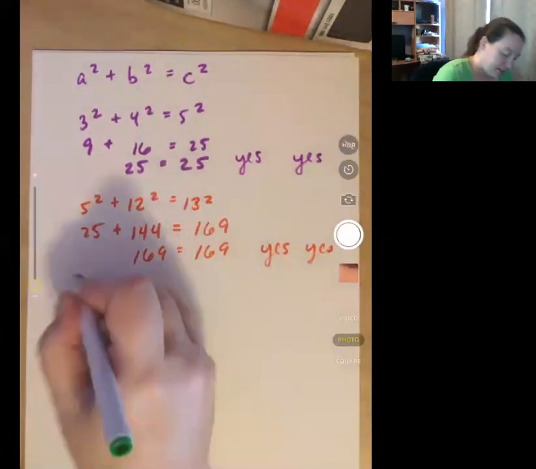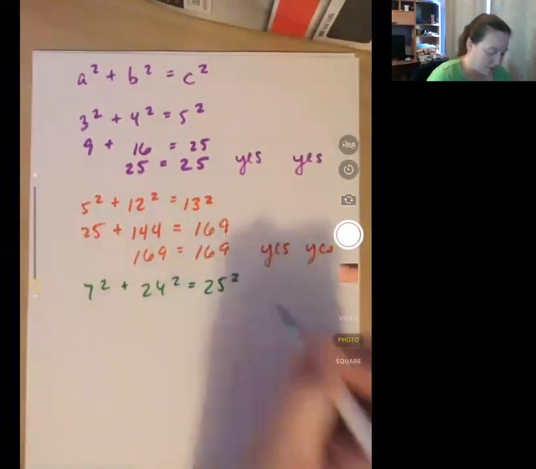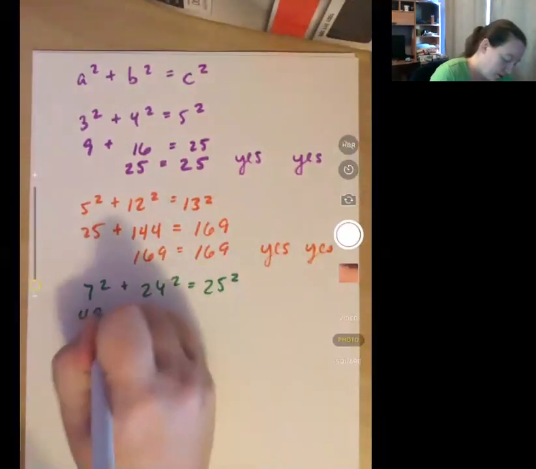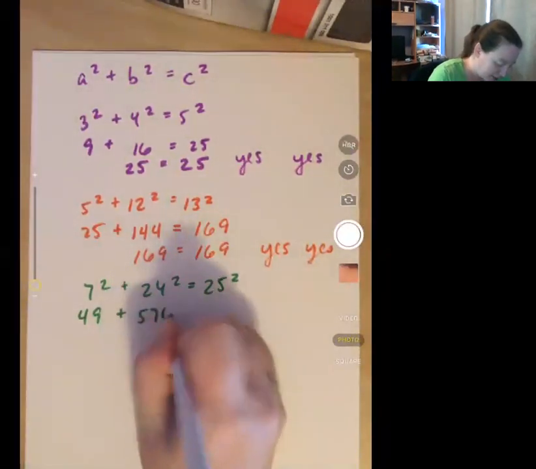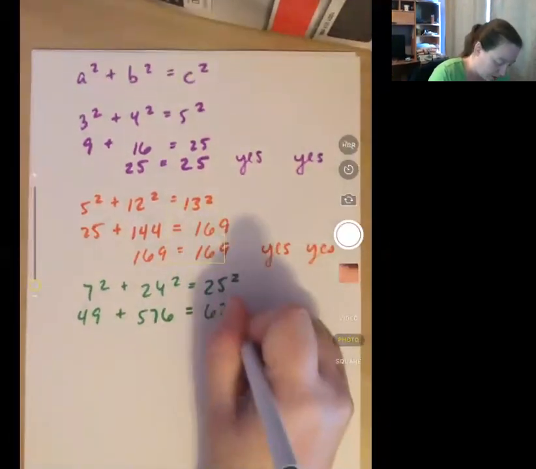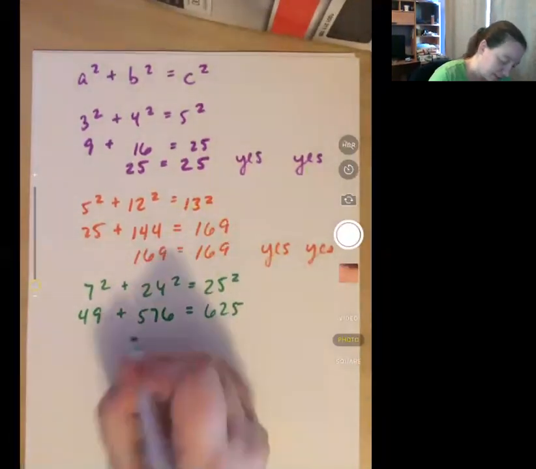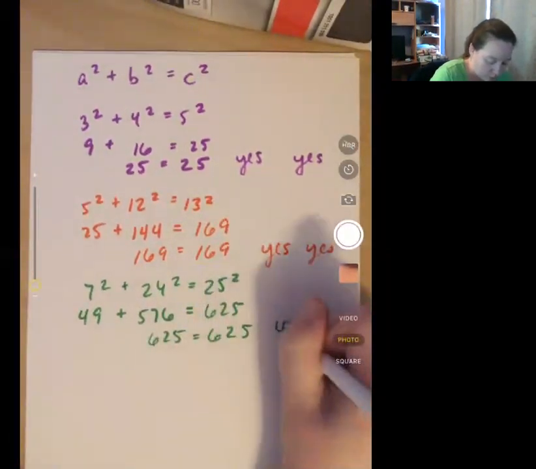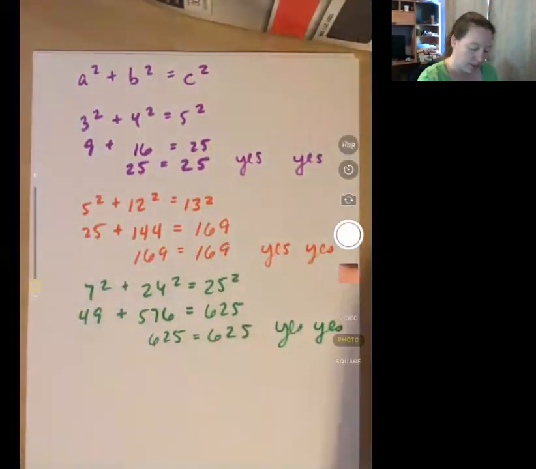Next one. 7 squared plus 24 squared is equal to 25 squared. 7 squared, I know. 7 times 7 is 49. Plus 24 squared, which is 576, is equal to 25 squared, which is 625. 49 plus 576 is 625, equal to 625, so that would be a yes and a yes.